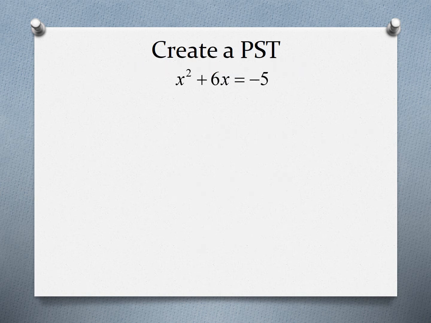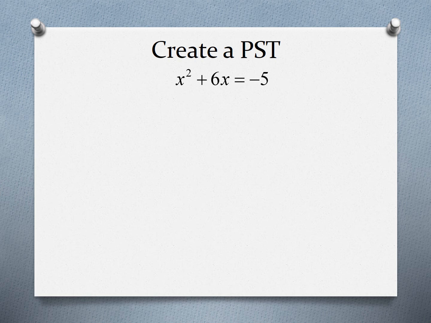Now that we understand how to recognize a perfect square trinomial, let's understand how to create one. Here we have an equation. I know it's an equation because there's an equal sign present. I also know I'm dealing with a quadratic equation because the highest power of my variable is squared, and I just have one variable present here. Keep this in mind, because recognizing what type of equation or expression you're dealing with sometimes is half the battle.